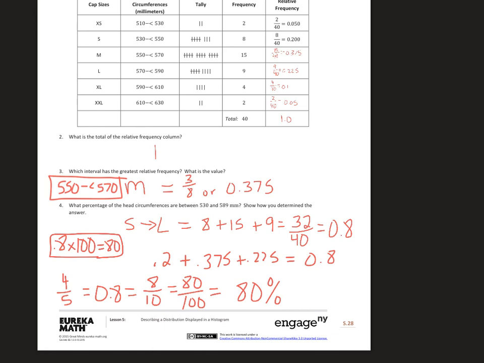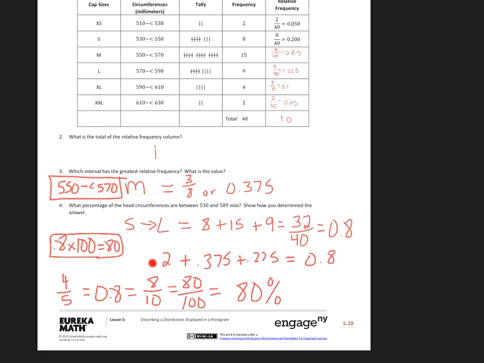And then the percentage, now I want to break this down for a minute because there's a lot here. So our percentage of between 530 and 589, well, that starts here and ends here. So that was small through large. So I added up my 8, 15, and 9. This is just one way to do it. This is several ways. Is to add up your amount and then put it over your total. So 8 plus 15 plus 9 was 32. 32 out of 40 is 0.8 or 8/10.